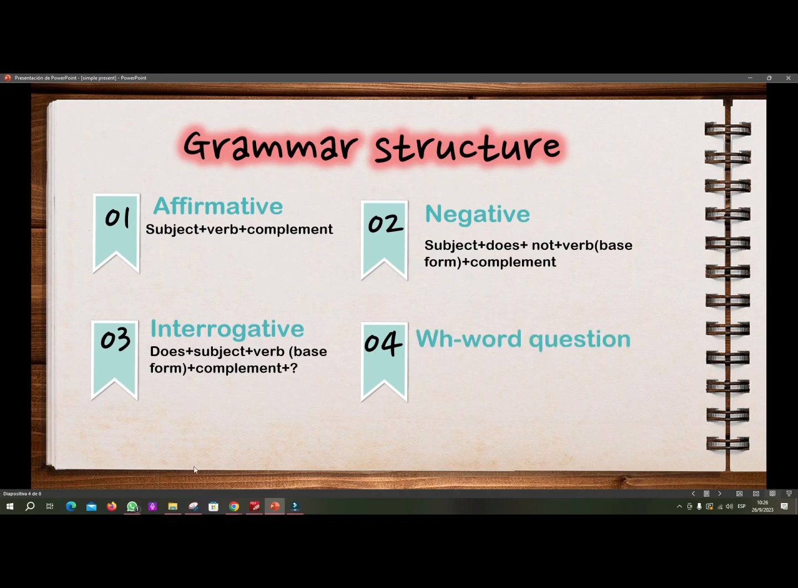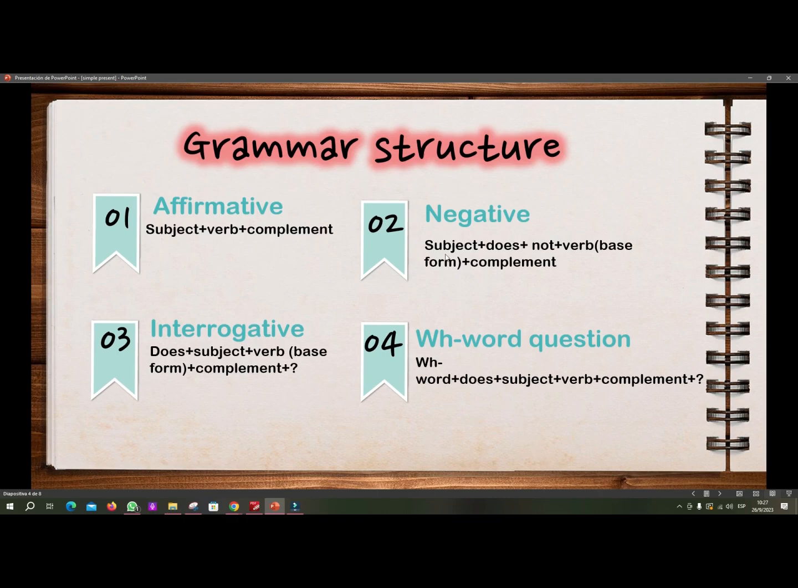Also, we can have WH word questions. For example, WH words, you can have when, which, where, how, why, etc. And also, does, here we need the auxiliary again, the subject, plus the verb in the base form, plus the complement and the question mark. Recuerden que este tipo de preguntas siempre tienen que responderlas de forma completa, como con una oración afirmativa. Ya vamos a ver algunos ejemplos.